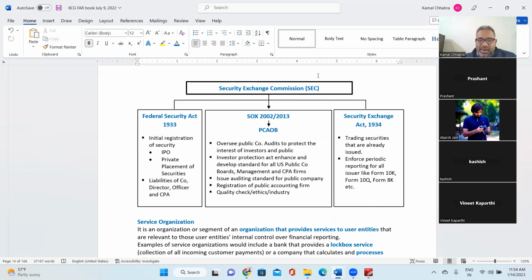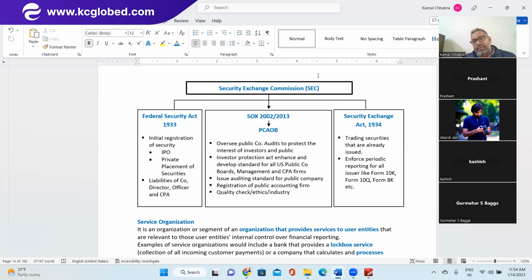First time listing, basically. So first time listing of securities. So it's basically registration. Registration of new securities and first time listing of securities, or you can say IPO, right? Initial registration of securities, IPO or private placement of securities, right? Liability of the company, director, officer and CPA. These all come under the Federal Securities Act.